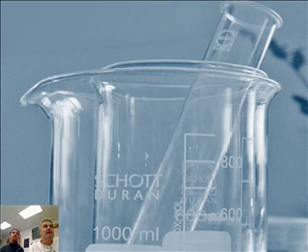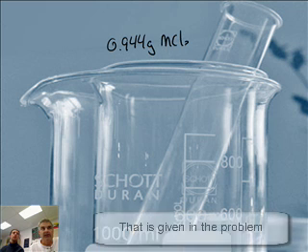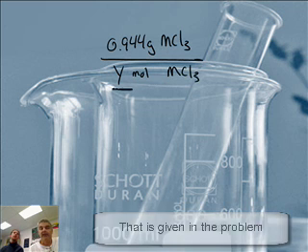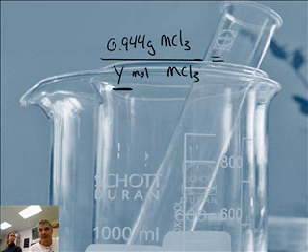So we know we have 0.944 grams of MCl3 divided by Y moles of MCl3, which we don't know yet, but we can find. We're going to find that with stoichiometry, and that will give us our answer.